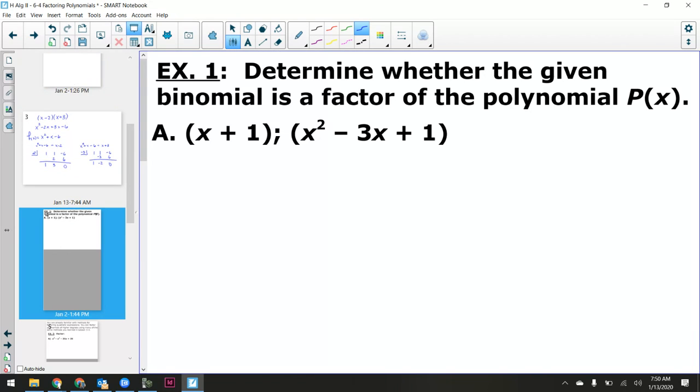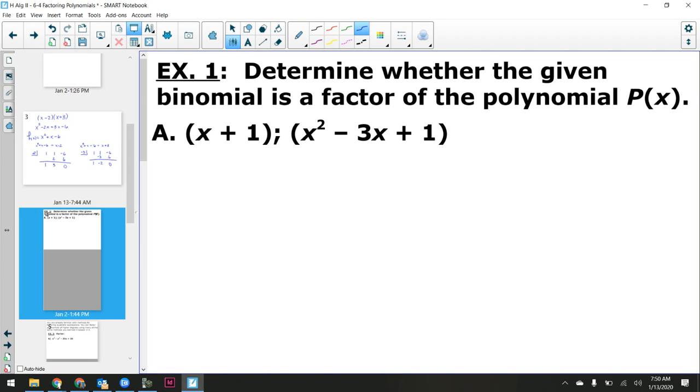Okay. So let's try it. Let's test out. Let's see if x plus 1 is indeed a factor of x squared minus 3x plus 1. I could try to factor x squared minus 3x. I don't know how we got x plus 1. Some method, which we'll learn about in section 6.5 and 6.6. But I don't know how we got x plus 1. We'll figure that out later. But this is just to test if x plus 1 is indeed a factor.